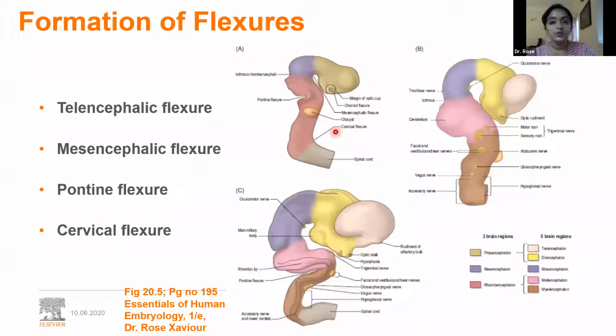So these are the most important flexures you need to know in the development of the central nervous system, because all of these can be asked in various MCQs. Now we'll move on to the next slide.